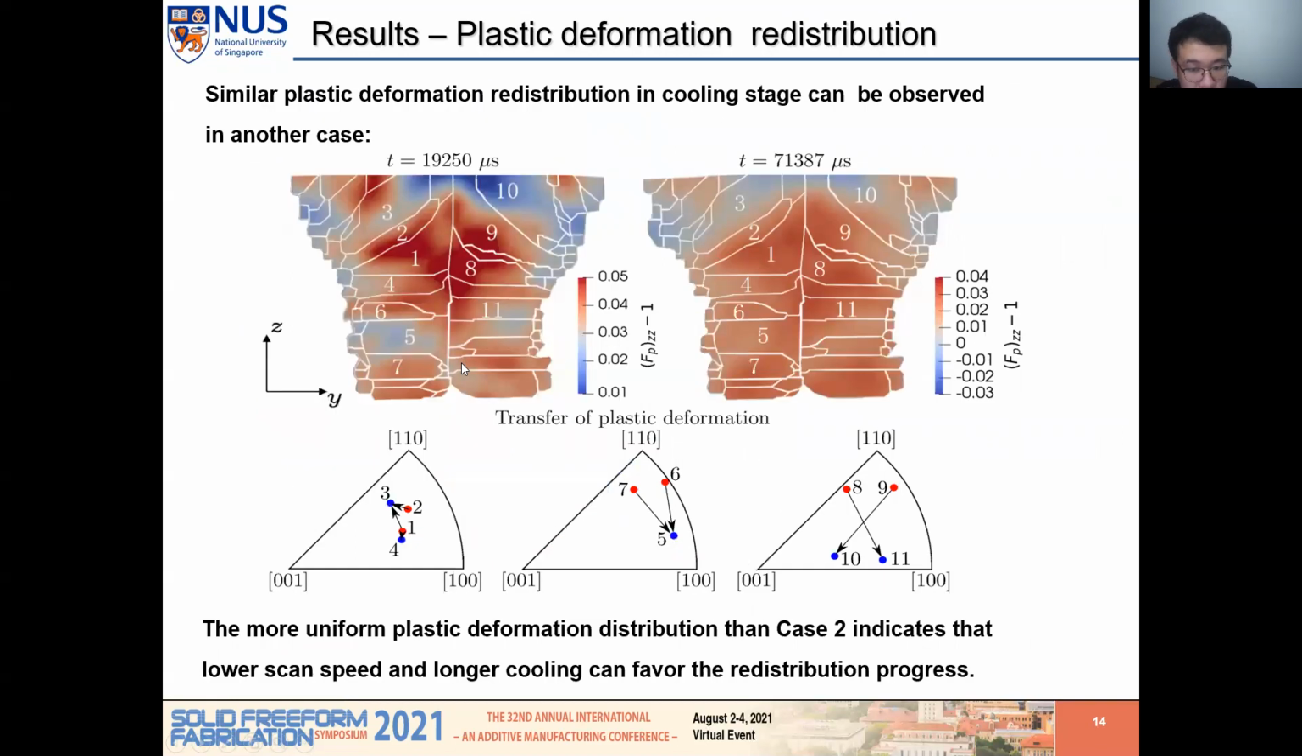A similar mechanism can be found in case 1. Deformation is redistributed to surrounding grains, which have less plastic deformation. We can find the whole picture also becomes more uniform, and high deformation transfers from grains 1 and 2 to 3 and 4, from 8 and 9 to 10 and 11, and from 6 and 7 to grain 5. The more uniform plastic deformation distribution of case 1 than case 2 indicates that lower scan speed and longer cooling can favor the redistribution process.